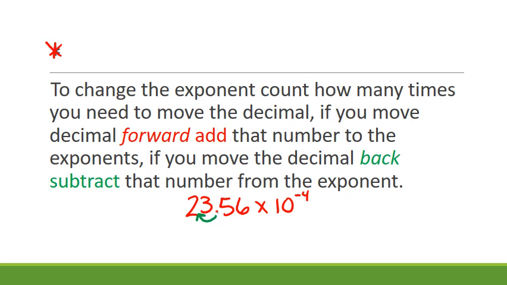To change the exponent, we want to count how many times you move the decimal. We went once. If you move the decimal forward, we need to add that number to the exponent. Technically, this is forward. So let's use the word left as well. Please fill that in on your foldable. And since I moved it left, we add that number, that +1, to my exponent. If I go left 1, my exponent goes up 1. So my new value is 2.356 times 10 to the negative third.